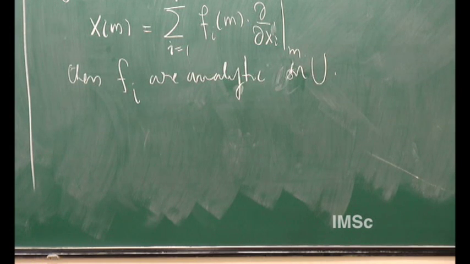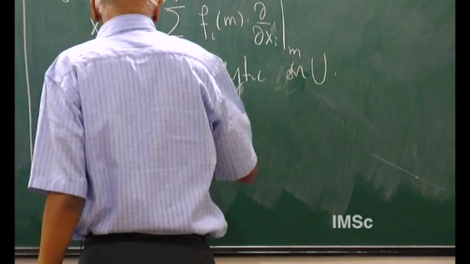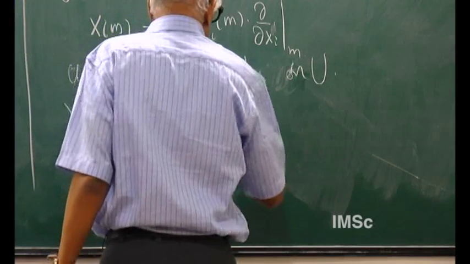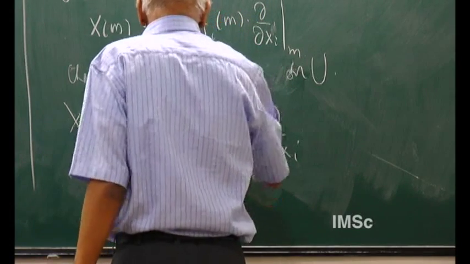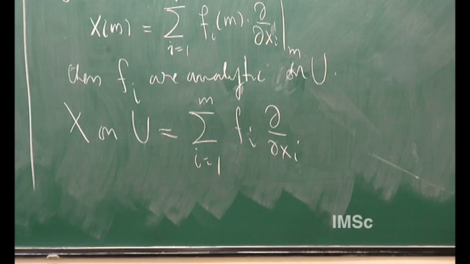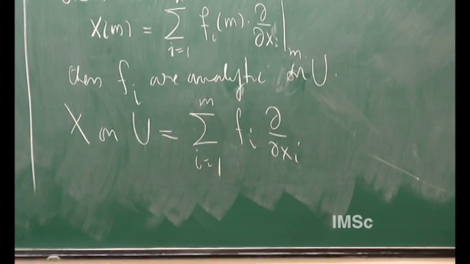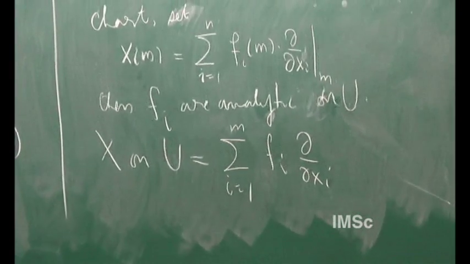So if you like, X on U equals the sum of f_i ∂/∂x_i, where the f_i are analytic functions. When I restrict myself to U, I should be able to write it. That's all I am saying. The vector field, at every point you are given a tangent vector. It depends nicely on the point. And the nice dependence is what makes these f_i analytic functions. That's what I mean. So that's an analytic vector field.